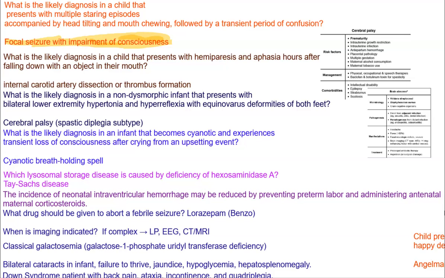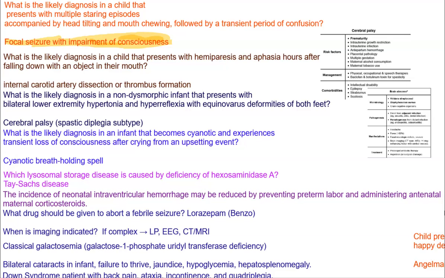Which of the following is the diagnosis in a non-dysmorphic infant that presents with bilateral extremity hypertonia and hyperreflexia with equinovarus deformities of both feet? That would be cerebral palsy, the spastic diplegia subtype. What is the likely diagnosis in an infant that becomes cyanotic and experiences transient loss of consciousness after crying from an upsetting event? That would be a cyanotic breath holding spell.